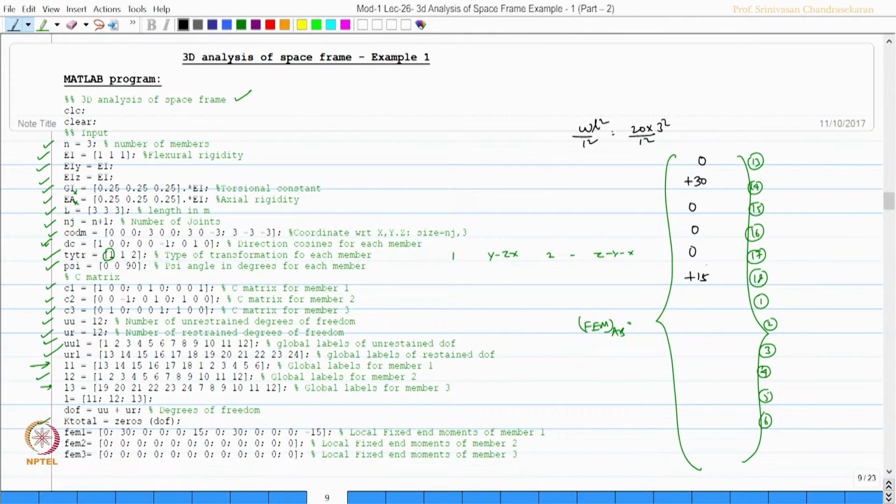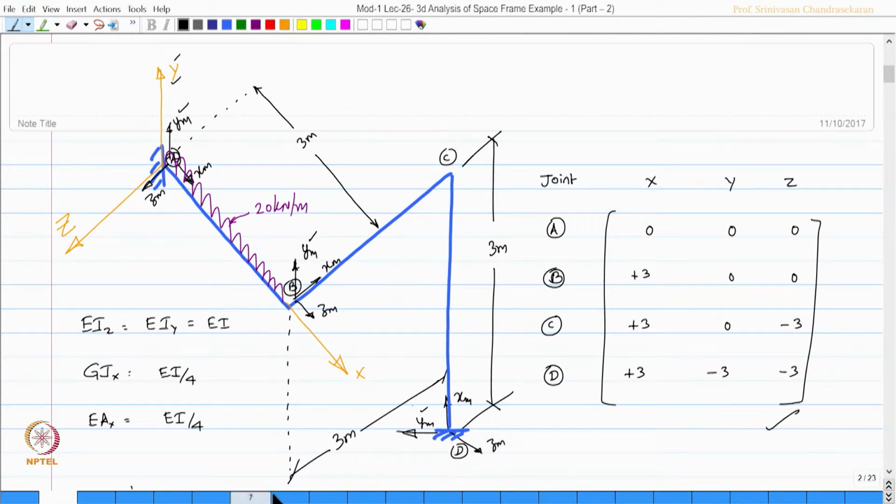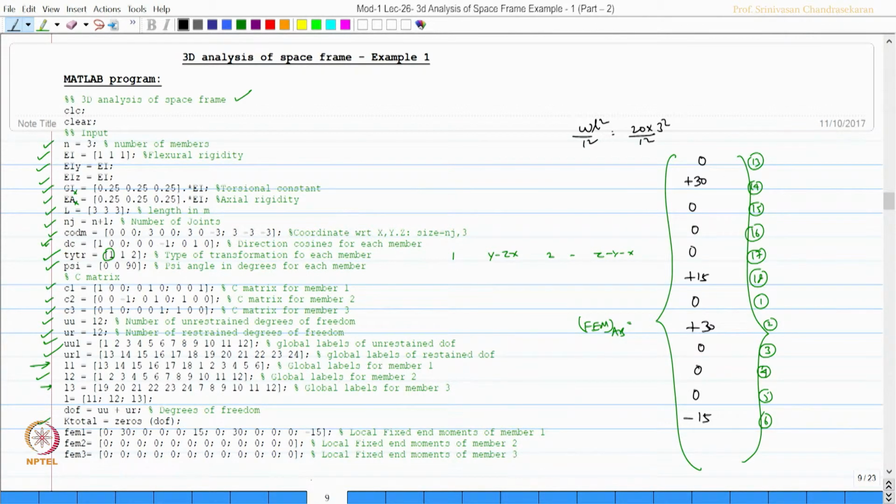Along x 0, along y again plus 30, along z 0, about x 0, about y 0 and this is going to be minus 15. The members BC and CD, see there are no loads in BC and CD, therefore, the fixed end moments along BC and CD will be 0.